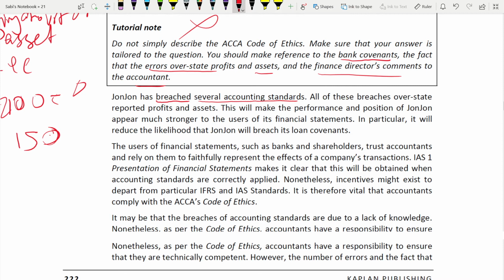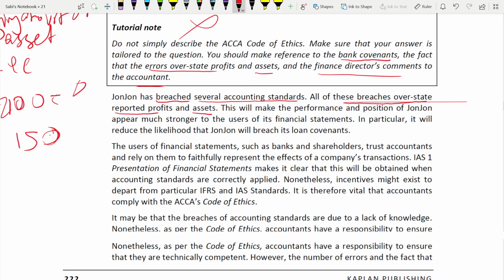Okay, let's come back to the answer. So Johnson has breached several accounting standards. All of these breaches overstated the reported profits and assets. It's very easy to say because we have already written in our accounting issues that all of the breaches overstated the reported profits and assets. Be very specific about these 2 words, profit and asset, because your debt covenant is based on that. If you breach the debt covenant, you are unethical.